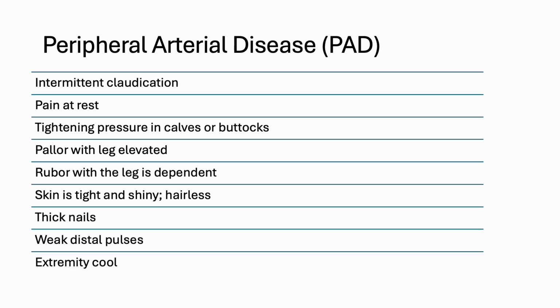but this is also important. They're going to have paleness when the leg is elevated and rubor when the leg is dependent, okay? And rubor means the leg is going to turn red when it's down, okay? All right, and the skin on their legs is going to be tight and shiny and hairless. They'll have thick nails because the nails are not getting oxygen. They're going to have weak distal pulses, and the extremity may be cool.